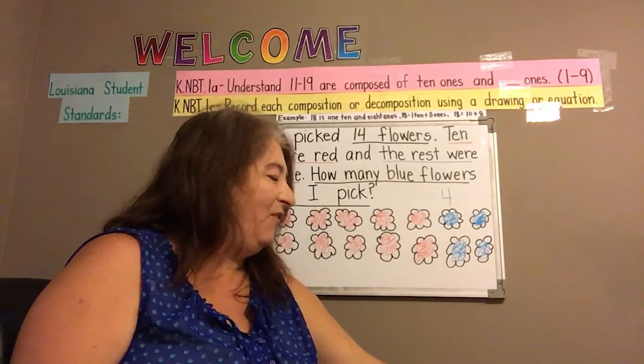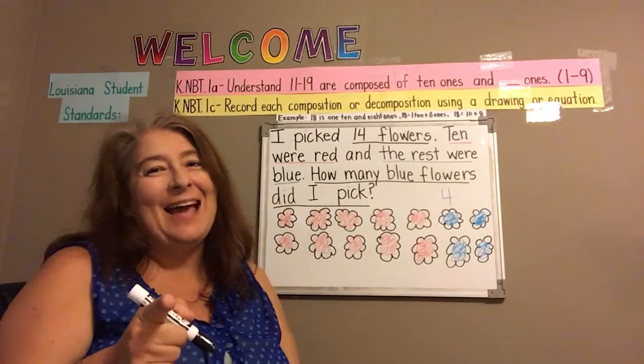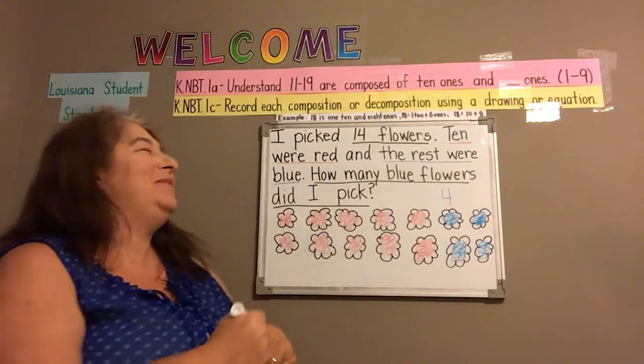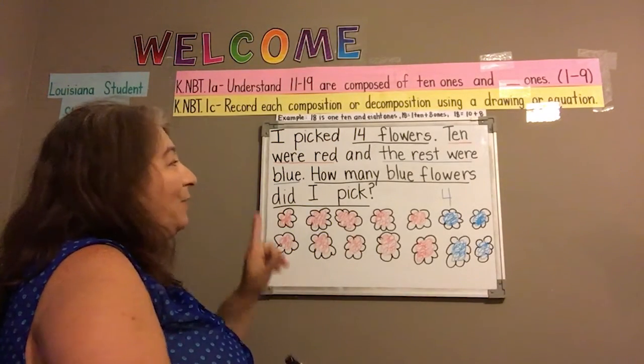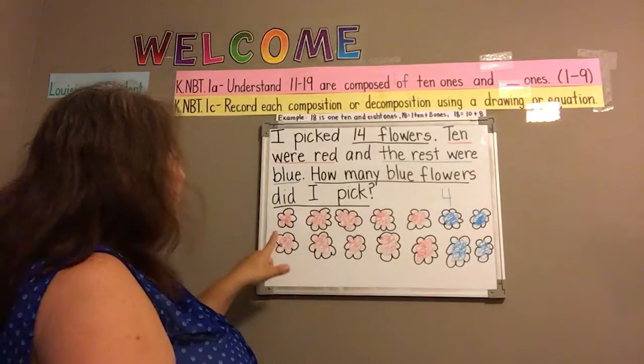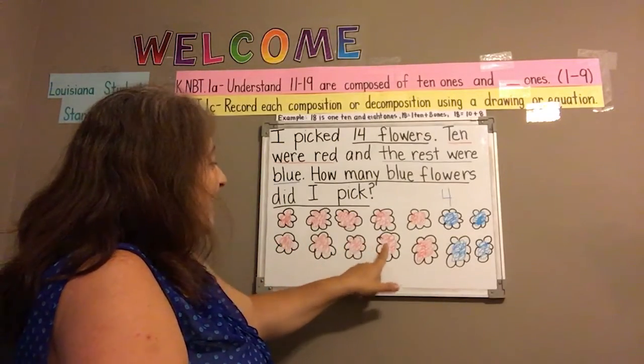Let's see if we can find a group of 10. Yes, now you know why I put those flowers together like that. I told you I was going to find a group of 10. So let's find a group of 10. We know there are 10 red flowers, but again, let's count them again to make sure. 1, 2, 3, 4, 5, 6, 7, 8, 9, 10.